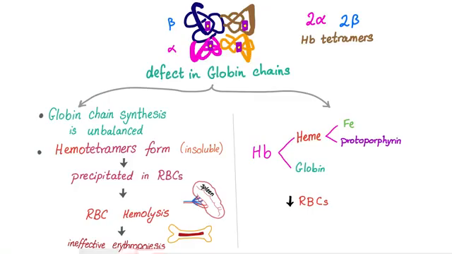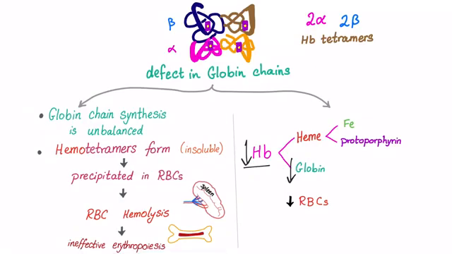Okay, so as you know, hemoglobin has 2 alpha subunits and 2 beta subunits. They are called tetramers. Thalassemia, by definition, is a defect in globin chain synthesis. So, this will lead to two things. Here, you have the globin. So, decreased globin synthesis will lead to decreased hemoglobin, i.e., anemia.